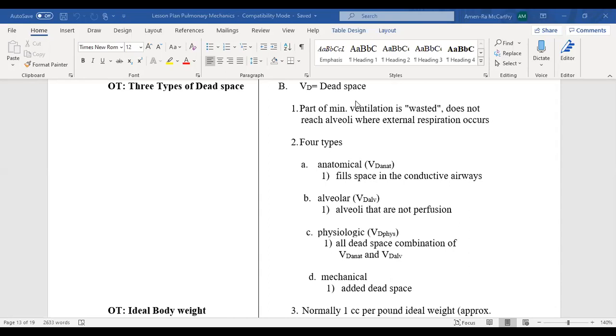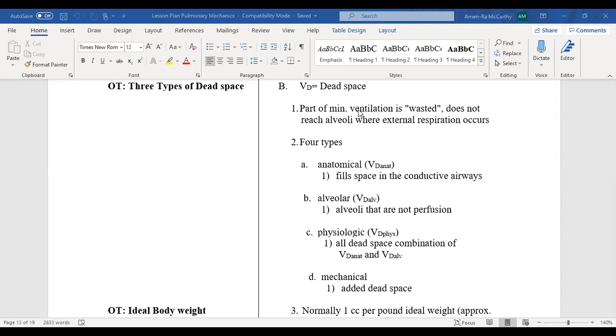4 types. Anatomical is VDANAT. I put that on the board the other day. But VDANAT, right? That's how you abbreviate it. That will be the dead space that's in the anatomical section of the lungs, right? What does it say? Fills the space in the conductive airway.